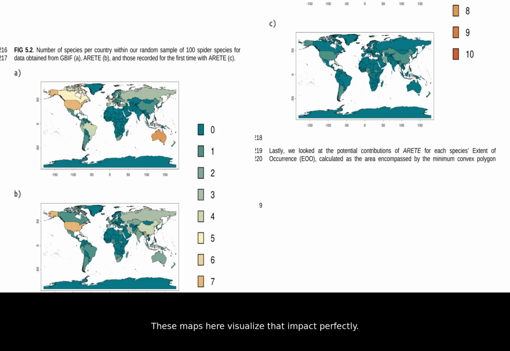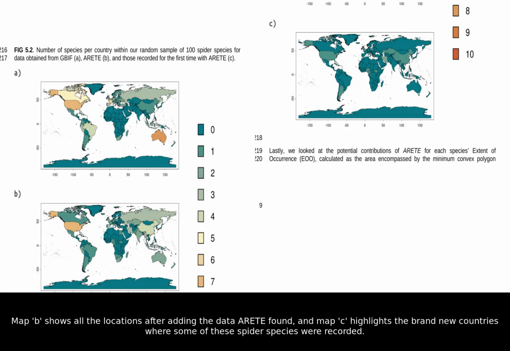These maps here visualize that impact perfectly. Map A shows the known locations from a major public database before the study. Map B shows all the locations after adding the data ARETE found, and Map C highlights the brand new countries where some of these spider species were recorded.